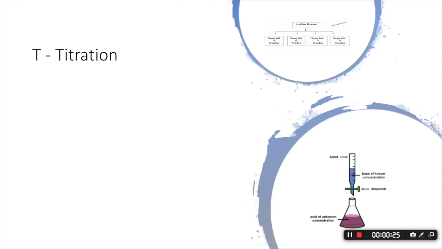T is for titration. Titration is an analytical method to determine the concentration of a solute in a sample by reacting it with a standard solution. The standard solution is the solution of known concentration. Titrations are seen as acid-base titrations in the chemistry lab.